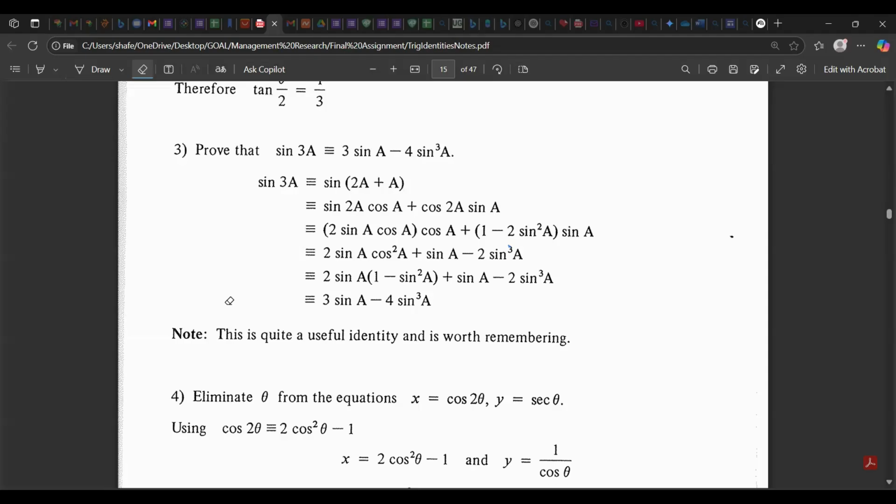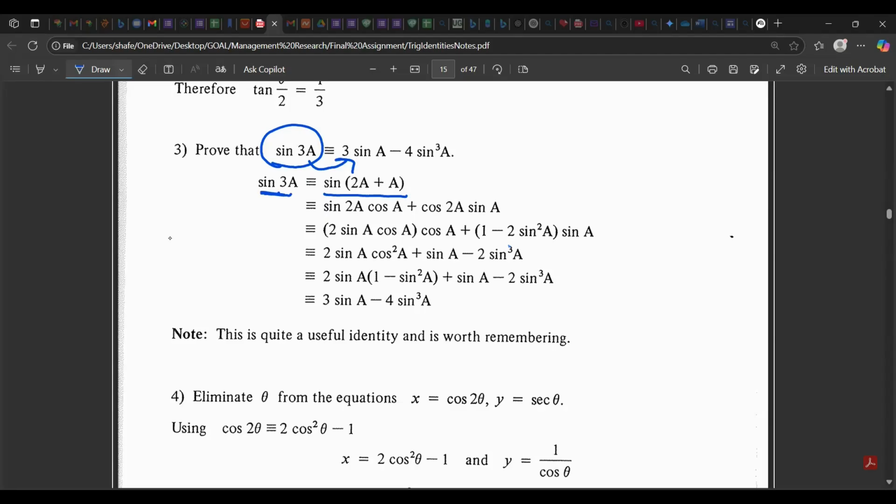Good. So in this one, what the writer is doing is taking this side, the left-hand side, and trying to see if they can work to give you the right-hand side. So they're working on the left-hand side. So sine 3a is this, sine of 2a plus a. That's a technique the author is using there.